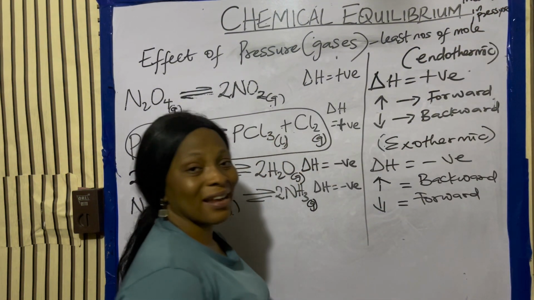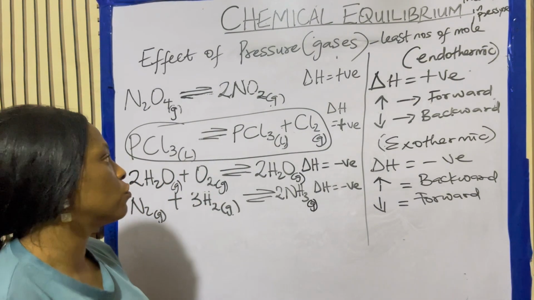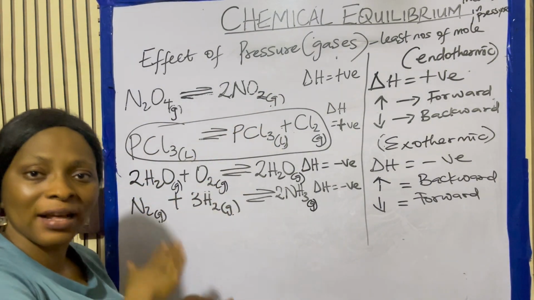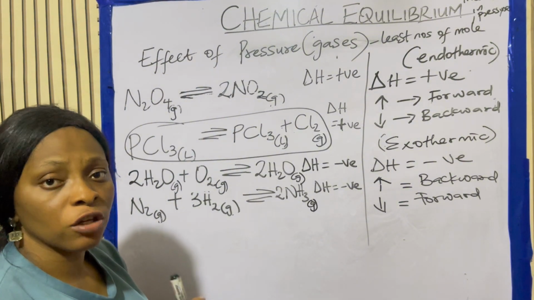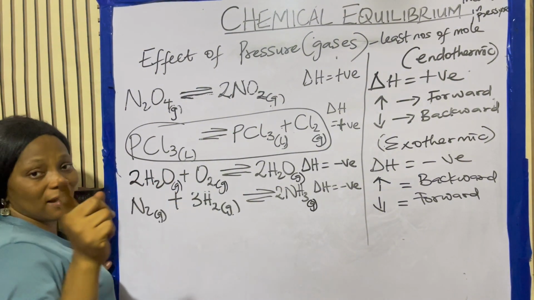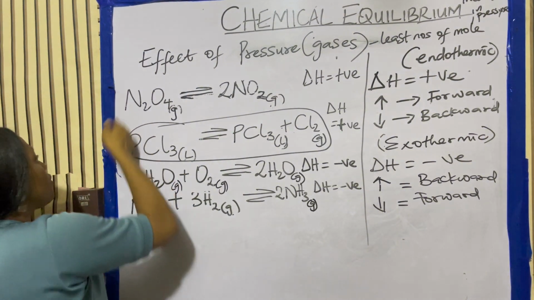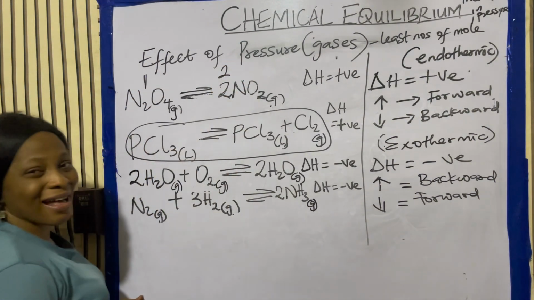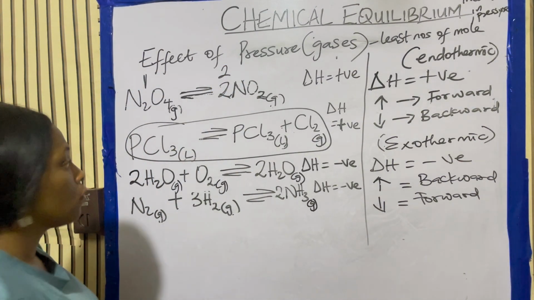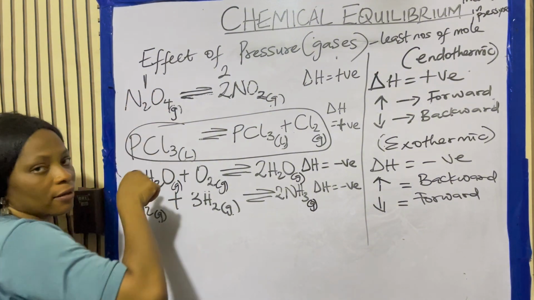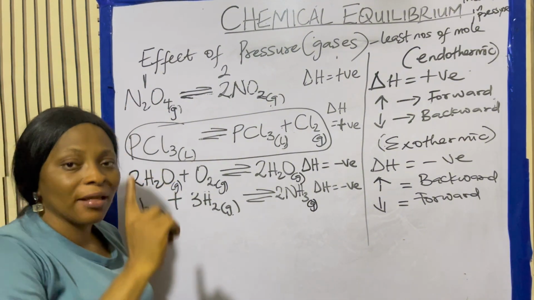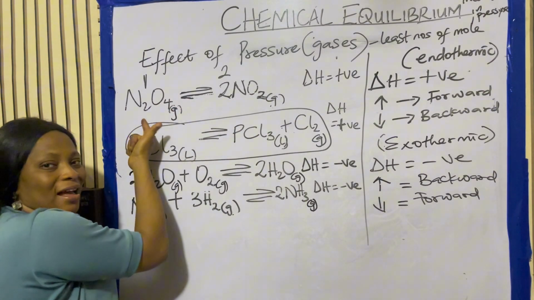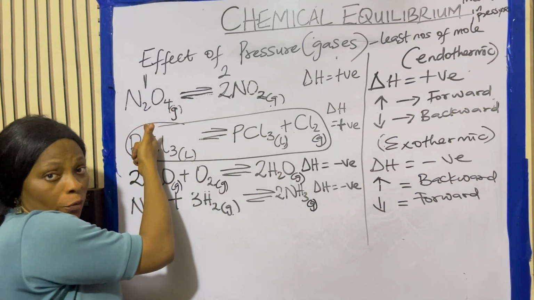So the side that has the least number of moles. Let's look at this. This one is going to be affected by pressure because both the reactant and the product are all gaseous. So which one has the least number of moles? This is 1 and this is 2. So the one that has the least number of moles is the reactant side. So if you increase the pressure of this system, it is going to favor what? The reactants. Are we following?